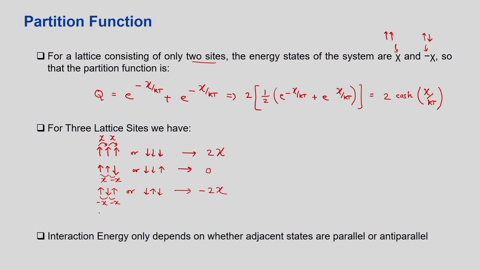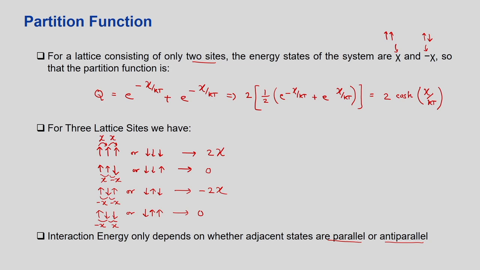And then the last one, I'm just writing the possible combinations of the three arrows, or I can also write like this, same thing. Now here, what will happen? What is the interaction energy? From here to here it is this, and from here to here it is this. So adding up these two, again it's 0. So it means the interaction energy only depends on whether the adjacent sites are parallel or anti-parallel. So I have written the total interaction energy terms for a three-site model.